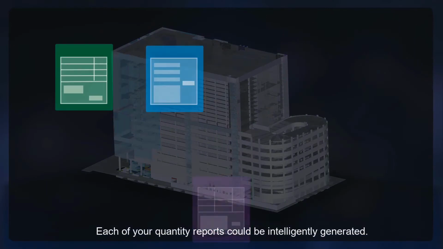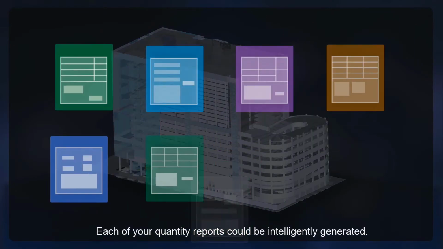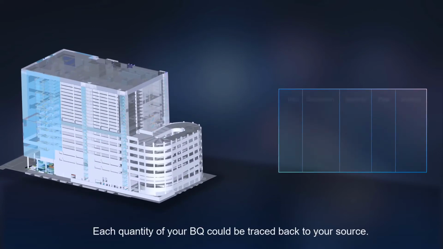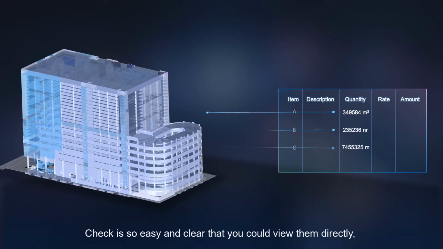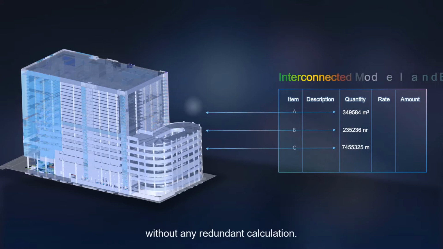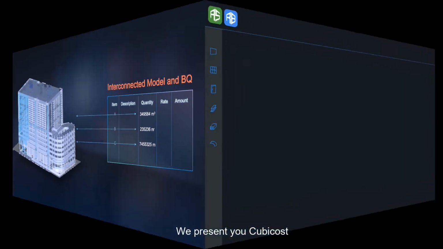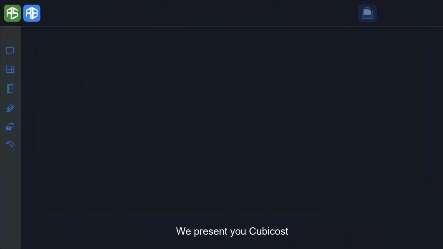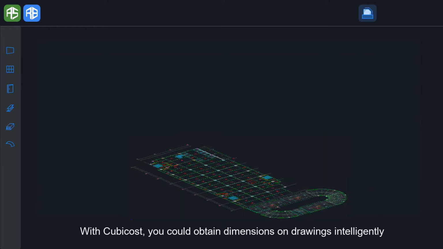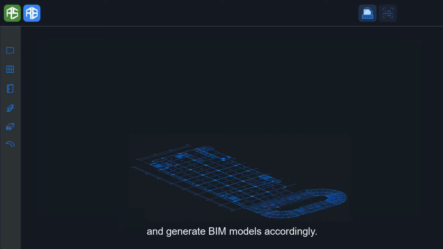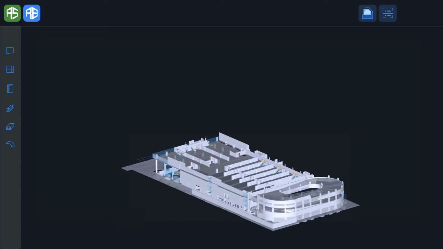Each of your quantity reports could be intelligently generated. Each quantity of your BQ could be traced back to your source. Check is so easy and clear that you could view them directly without any redundant calculation. We present you Cubicost. With Cubicost, you could obtain dimensions on drawings intelligently and generate BIM models accordingly.